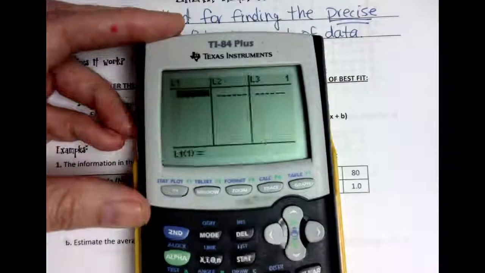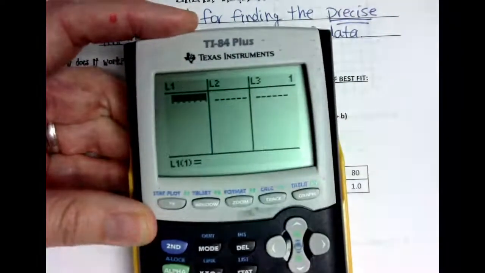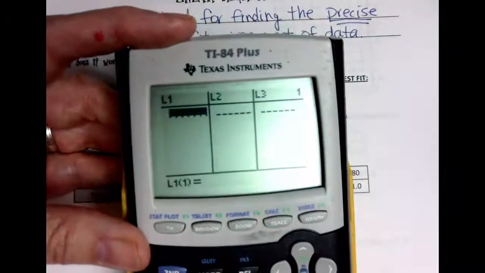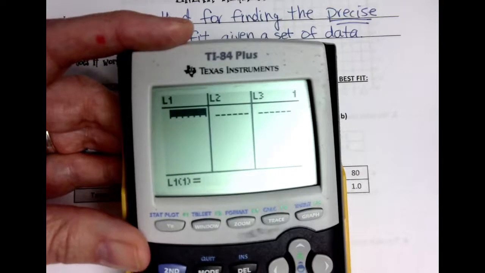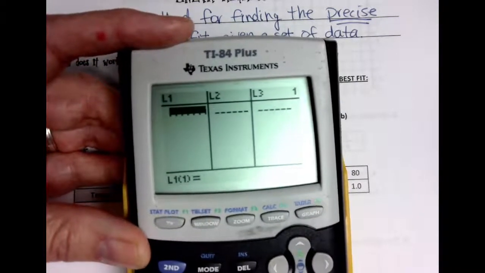So I push enter. This is what it should look like. If yours does not have an L1 and an L2 there, tell me now, please. L1 and L2. That's a problem. So you don't have an L1? Bring it over here and let me reset it. Do you have an L1 and L2?